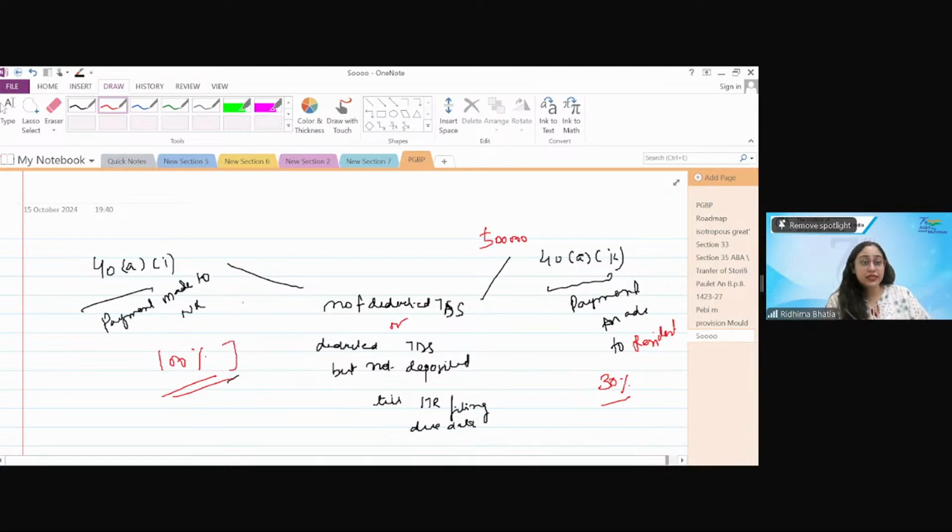Another important catch here is that in the year when it is actually deducted and deposited, or if it is deducted and then not deposited and later it is deposited, in that year, you will get the deduction.